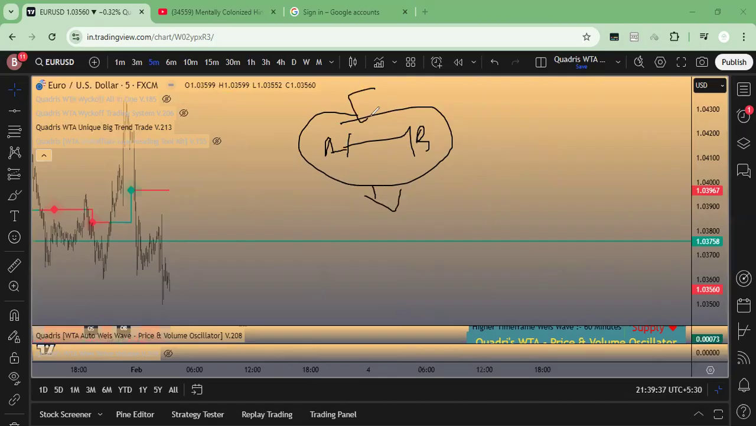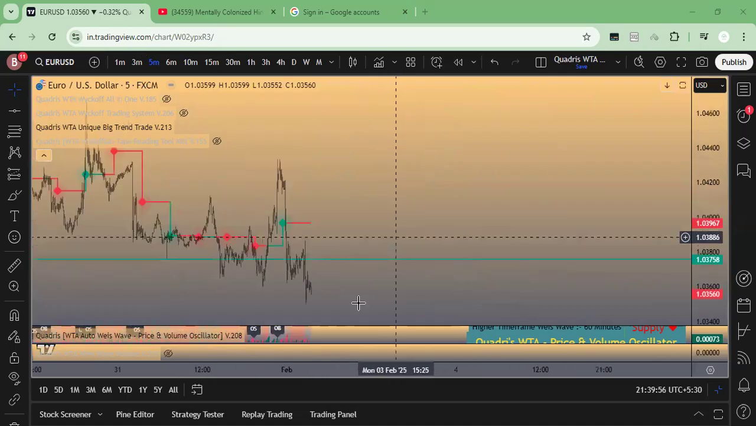Like in the case of EURUSD, the movement from A to B would be different as compared to XAUUSD, that is gold. So keeping that in your mind, you should decide which time frame fits into your pocket and which one you would like to go for.